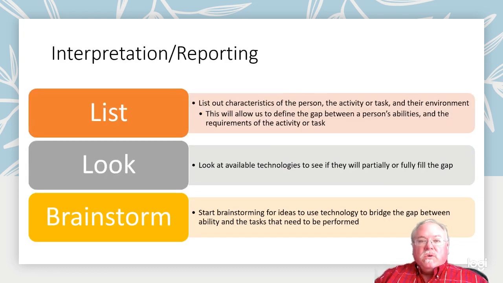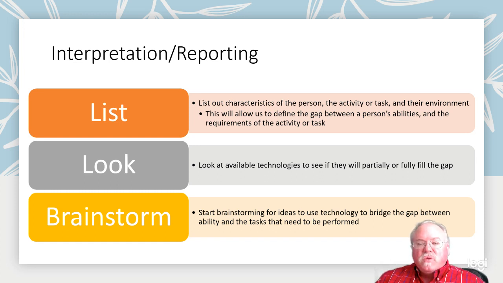So when we go to interpret and create a report, what we want to do is list out the characteristics, and this is the very first part of the report. So we're going to talk about the individual's characteristics, the activity and the specifics of the activity that they need to be able to perform, that they're having difficulty with, and we will also list some environmental factors at this point so that anyone who starts reading our interpretation knows what we've looked at and knows what we're dealing with.